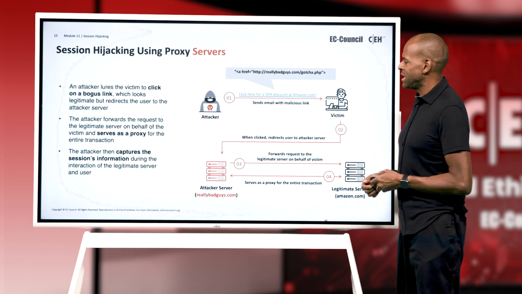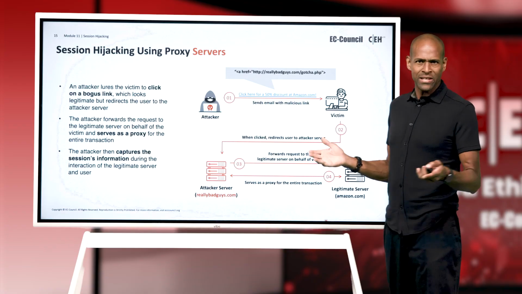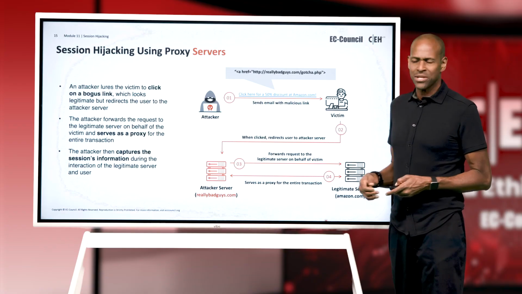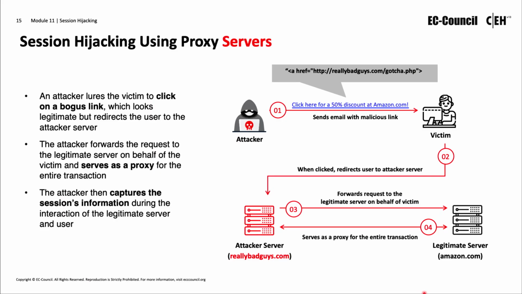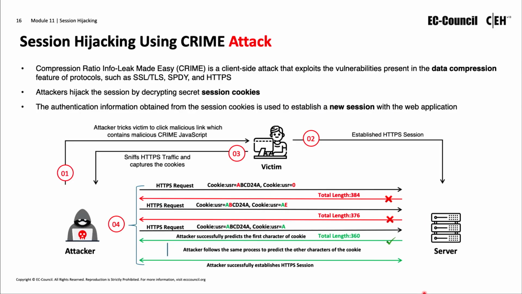The next thing we look at is proxy servers. So again, this is going to start with an entice to click. So we click on this link, and the next thing that happens is we change the LAN settings on this victim's computer system so that they go through the attacker's proxy server, and they can do whatever they want with that session.